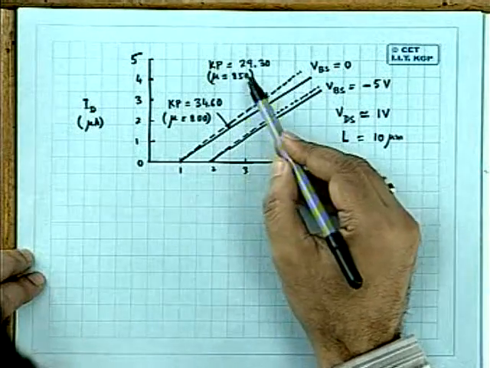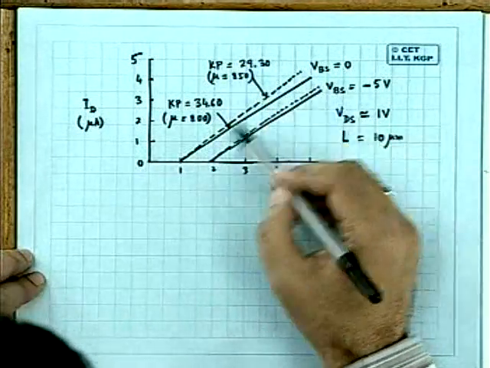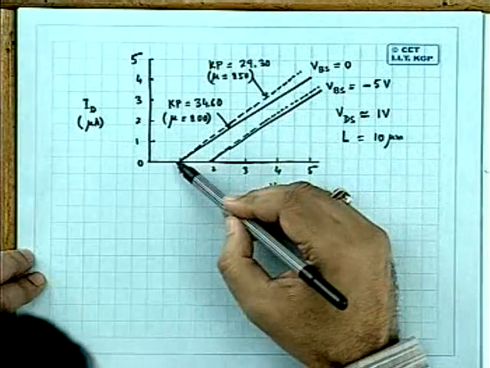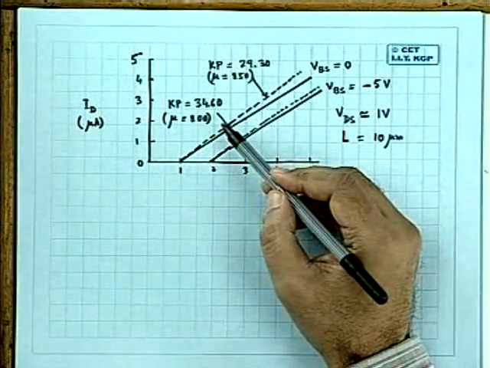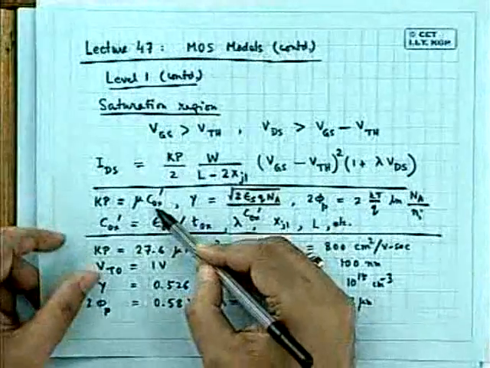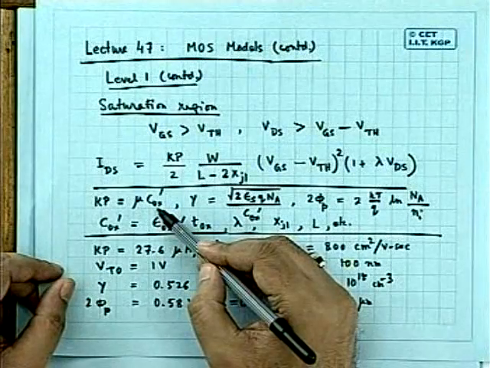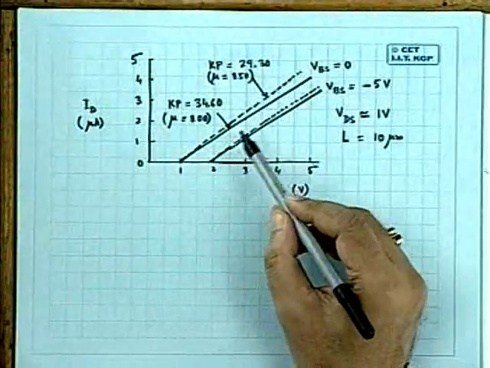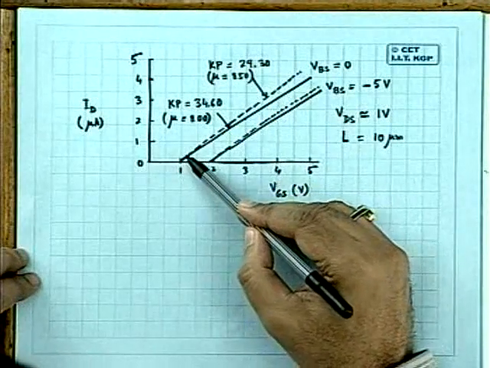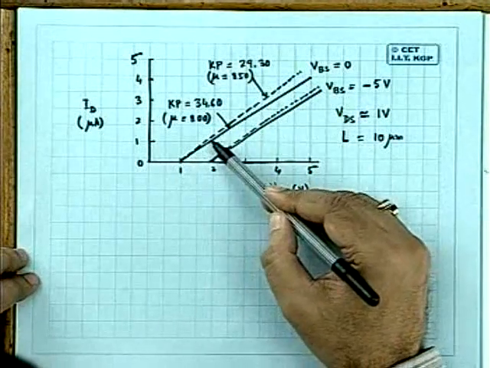The effect of Kp is also seen here. Higher is the Kp value. Kp can be influenced by mobility as well as by thickness of the oxide or COX. So increasing mobility, a small rise of mobility shows the nature of the curve, the sloping.